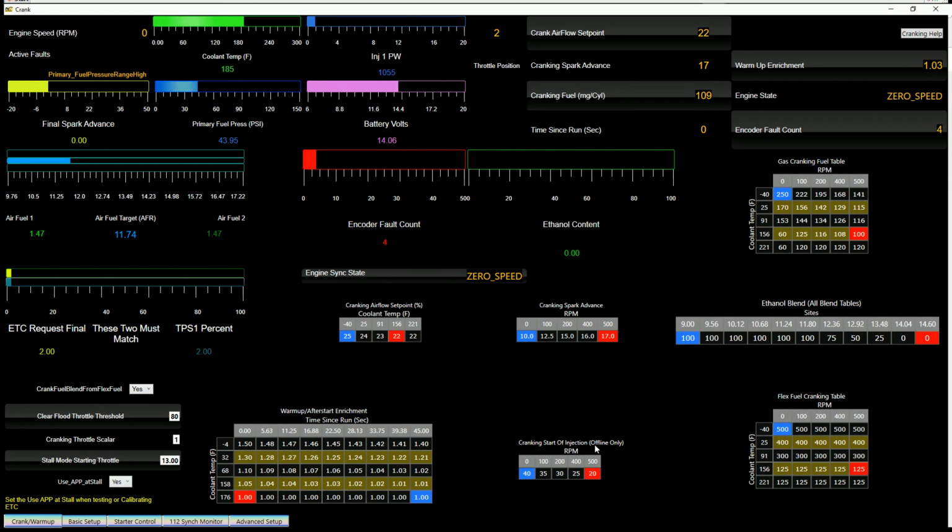Okay. Cranking start of injection. This is just injector phasing during cranking. You can adjust that up or down. With these numbers, I pretty much leave everything. It doesn't make too much difference, but if you really want to play with it, you can.